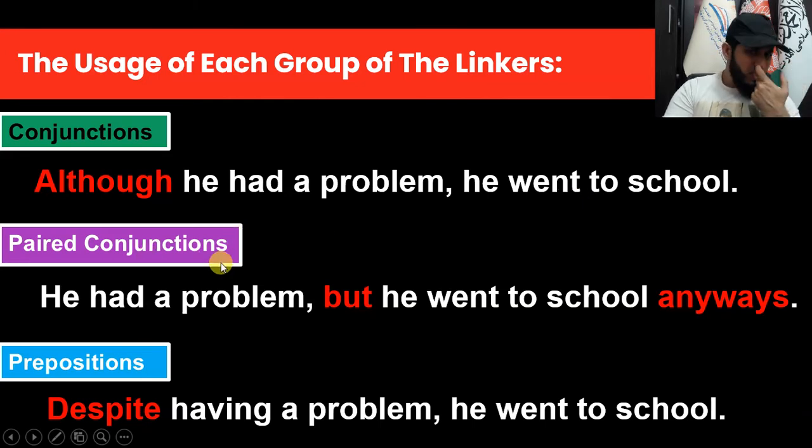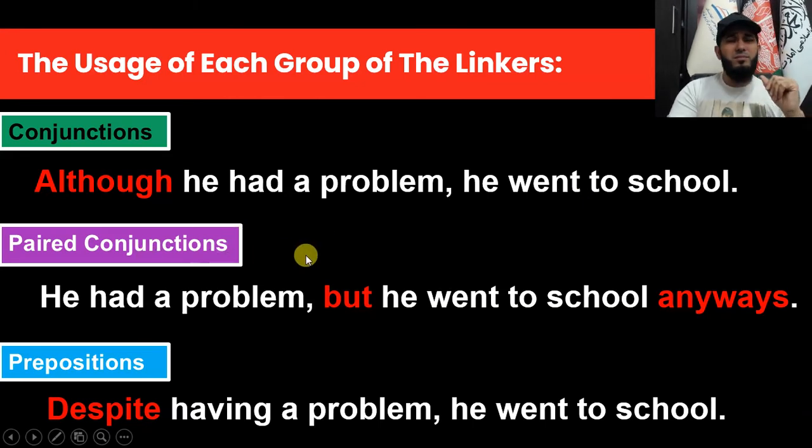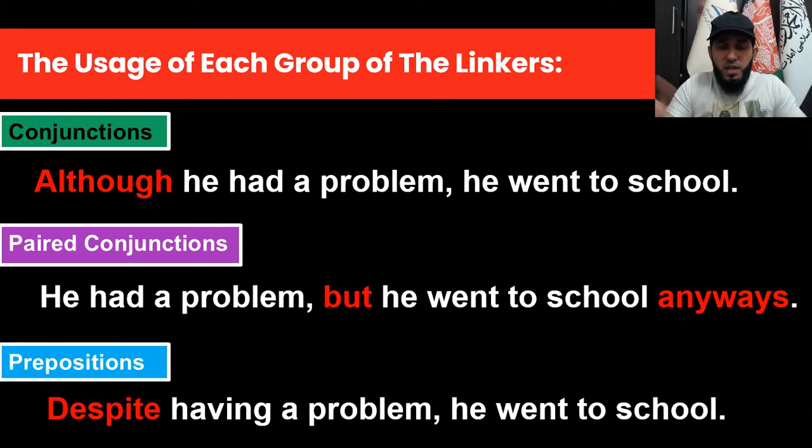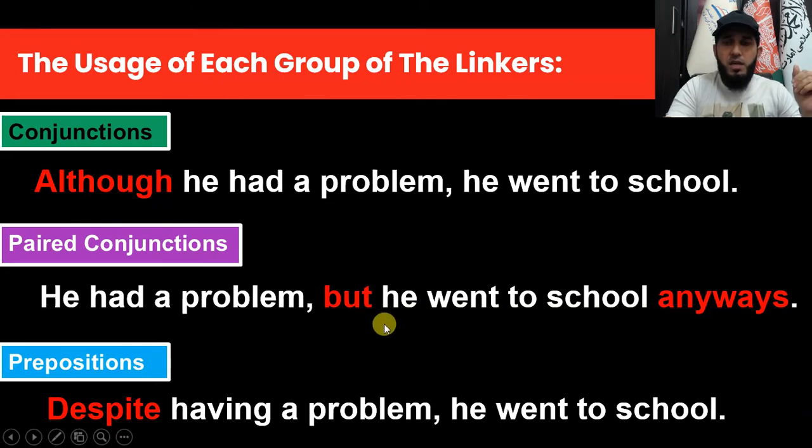Paired conjunctions: some of them are used together and the whole clause comes after the paired conjunction, but some of the paired conjunctions could be divided into 2 parts, like in this example, and the clause comes in the middle of these 2 parts of the paired conjunction. So we had a problem, but there should be a comma. When we combine 2 clauses with paired conjunctions, not words and phrases, clauses, then we need a comma before the first part of the paired conjunction.